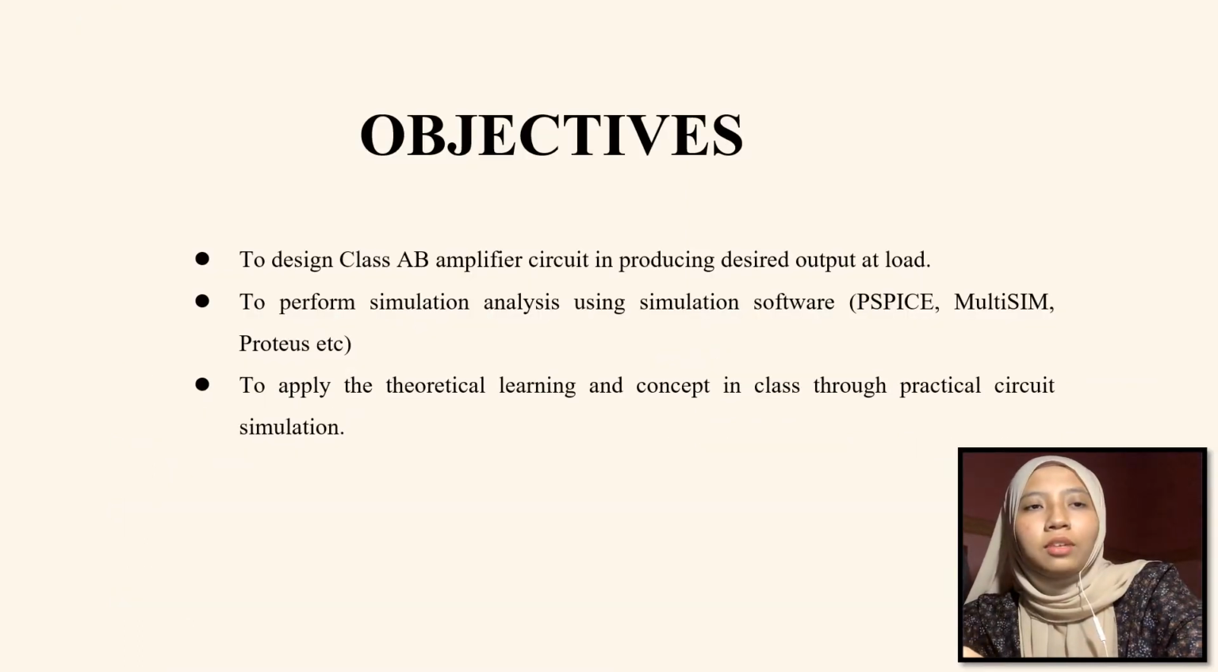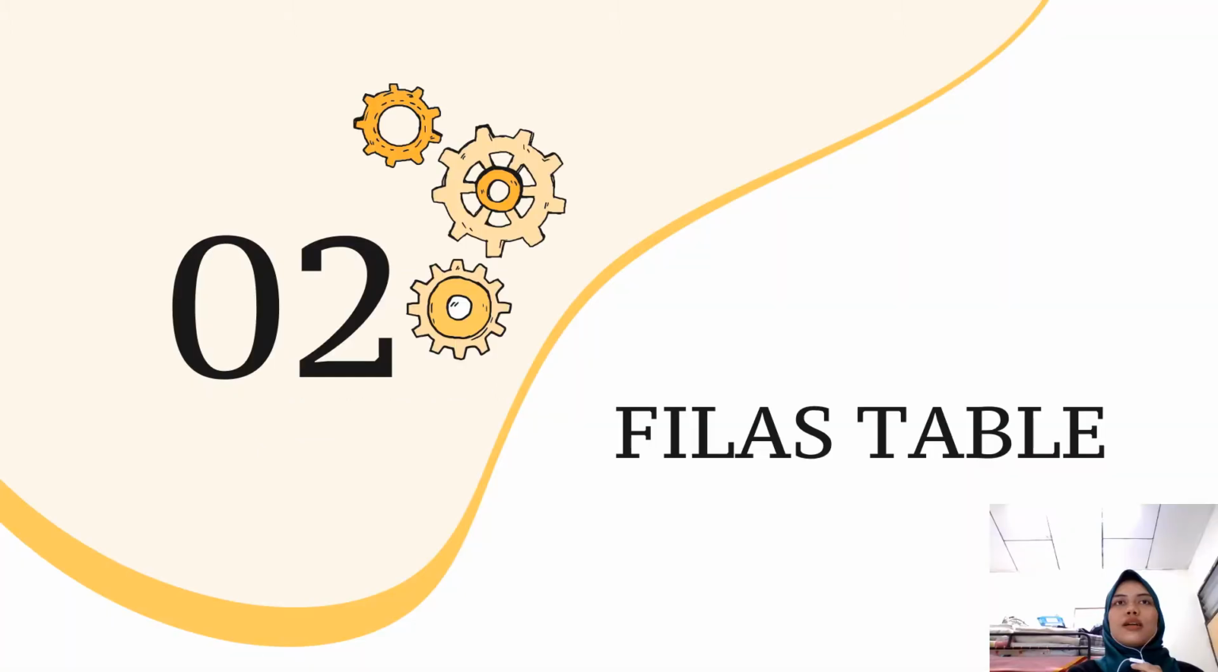The objectives of our task are: first, to design a Class AB amplifier circuit producing the desired output at the load. Second, to perform simulation analysis using simulation software such as PSpice, Multisim and Proteus. And lastly, to apply the theoretical learning and concepts from class through practical circuit simulation.